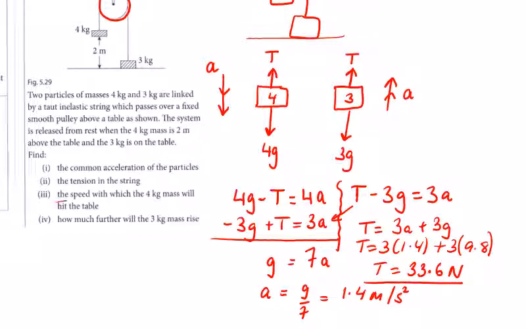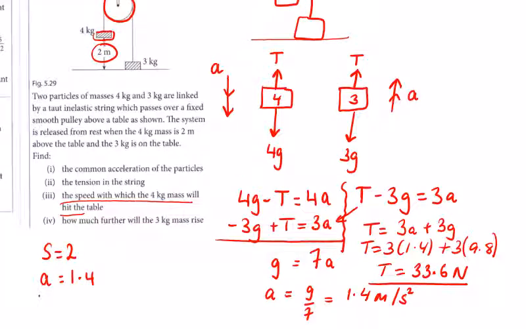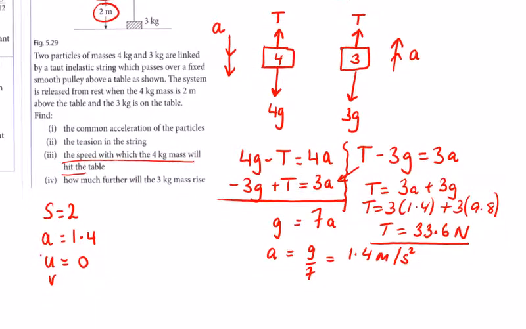The speed with which the 4 kilogram mass will hit the table. So here's my 4 kg. It's going to hit the table. We have a 2 meter distance, so s is equal to 2. It has to travel 2 meters, and we have acceleration as 1.4. We also know that this system starts from rest, so the initial speed is 0, and we're looking for the speed with which it will hit the table.